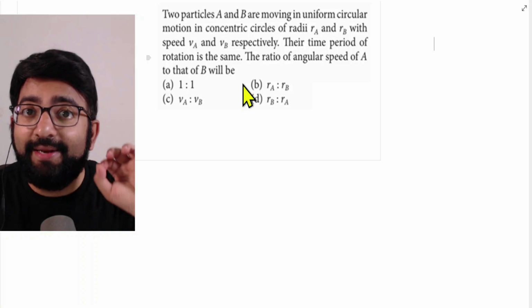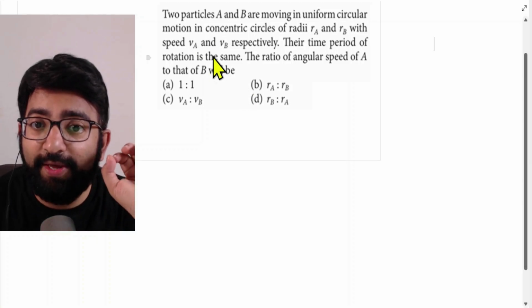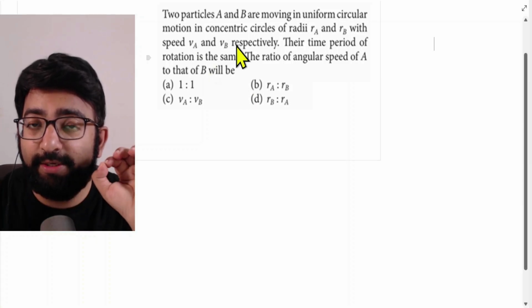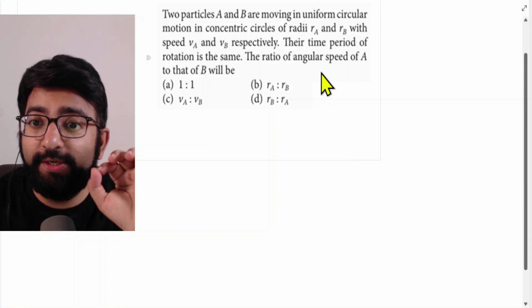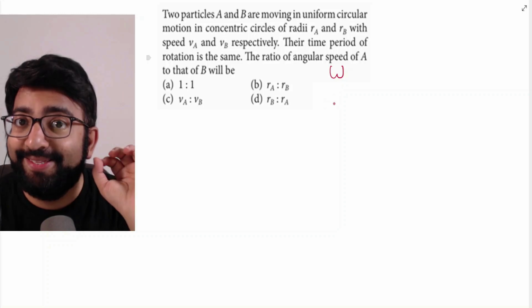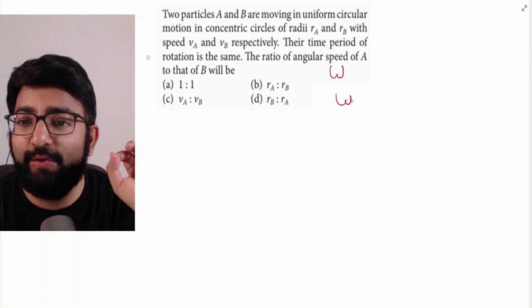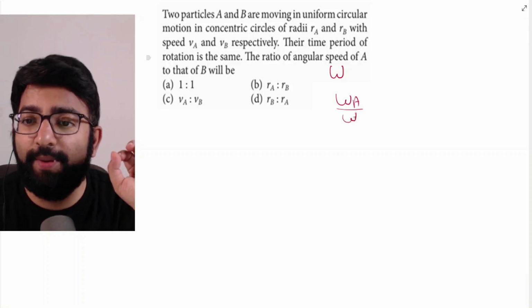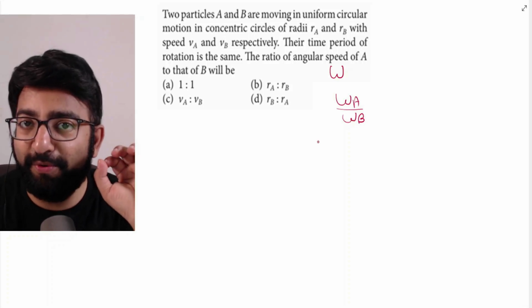First of all, understand that the speeds which they have given, VA and VB, are linear speeds. And we have to figure out the ratio of the angular speeds. Angular speed we know is omega. Hence, the ratio which we want to find is omega A divided by omega B. So, how do we proceed?